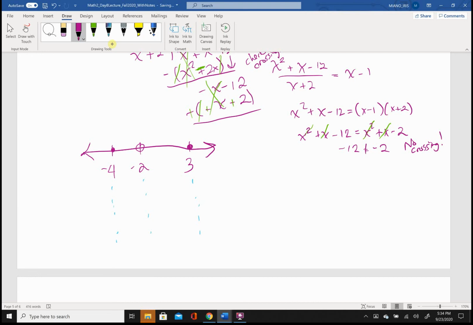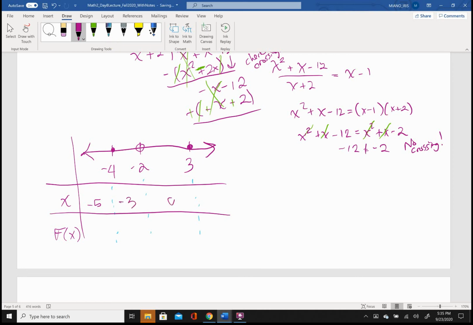So what's the smallest integer less than negative 4? Maybe go negative 5 with it. So this will be your x values here, and then you'll have your f of x values in this next little bit. Negative 5 will be a good representative there. How about an integer between negative 4 and negative 2? Try negative 3. From negative 2 to 3, I would go for 0. For above 3, I'd go for 4.